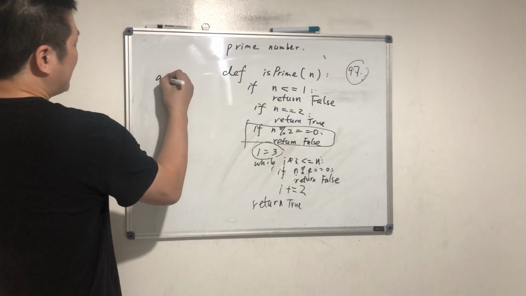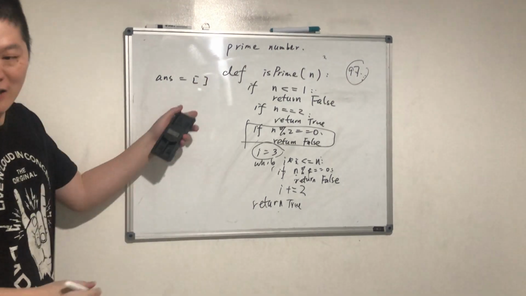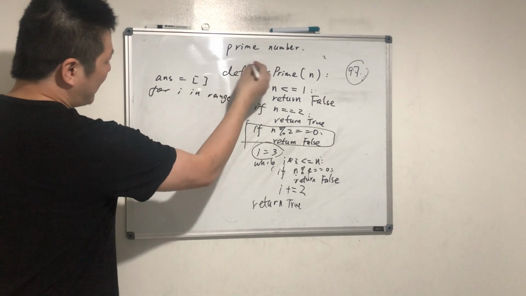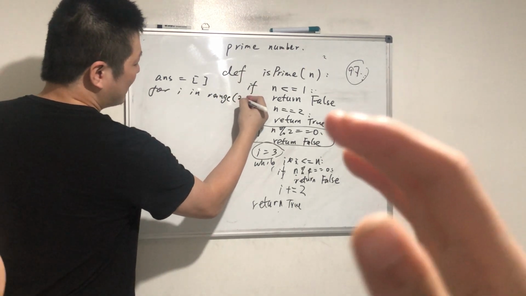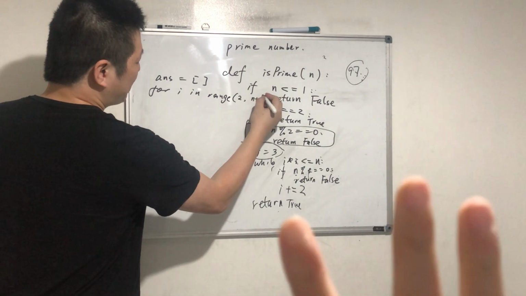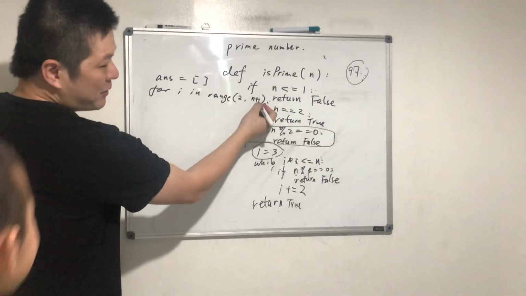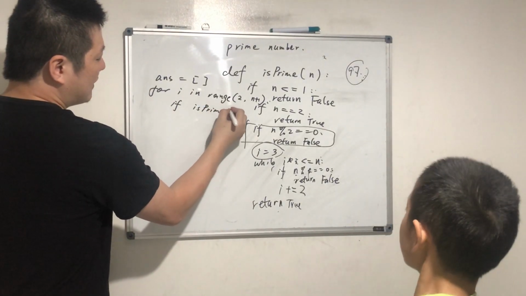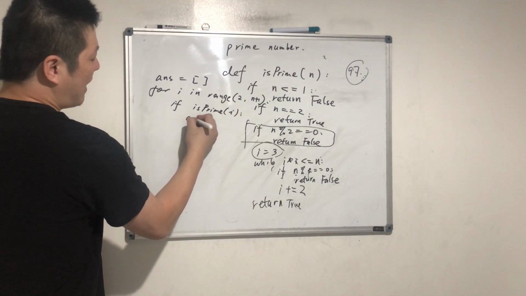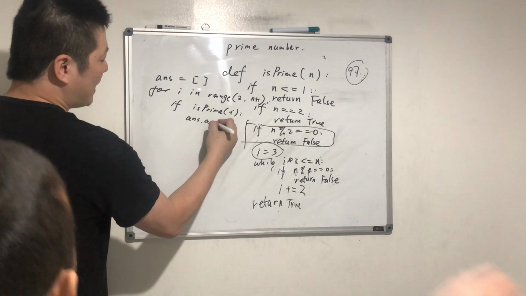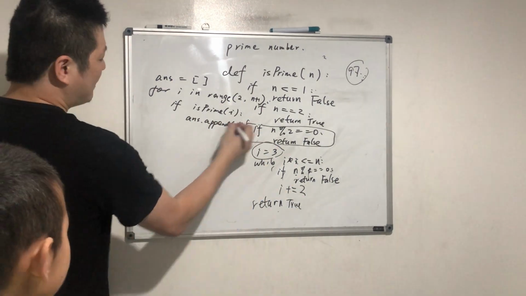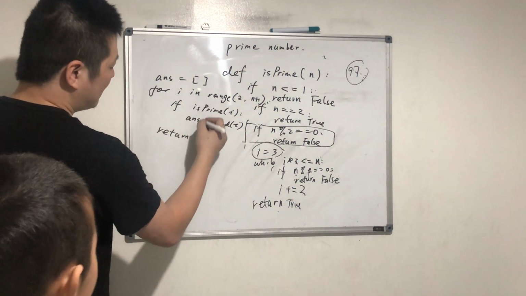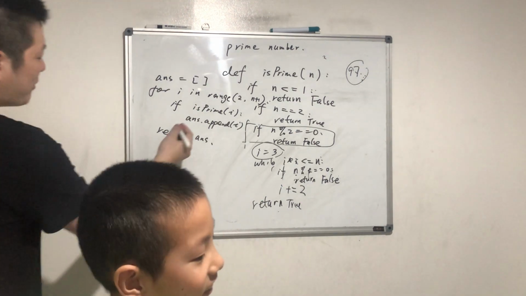Look, answer equals an empty list. Then for i in range, start with 2, and up to n plus 1, because we want to check n. N plus 1 means the last number is n, right? Then we say if it's prime i, then what? answer.append what? Append i. And return what? Return answer. Yeah. Okay.